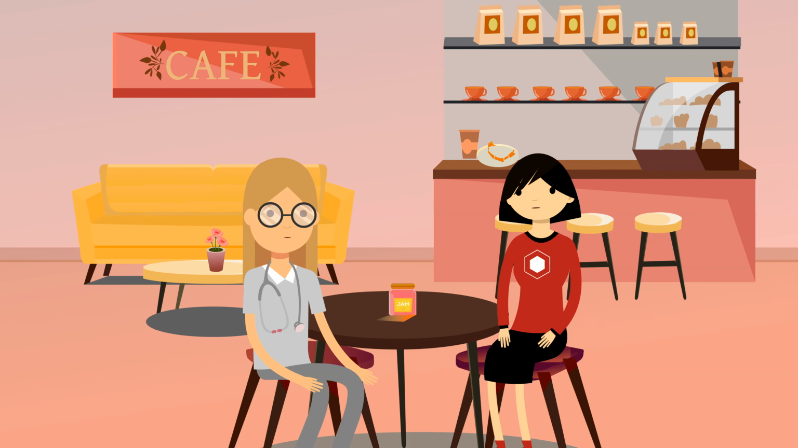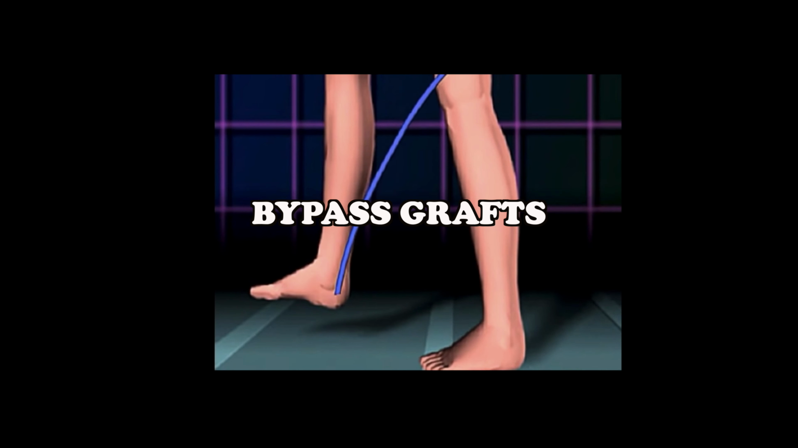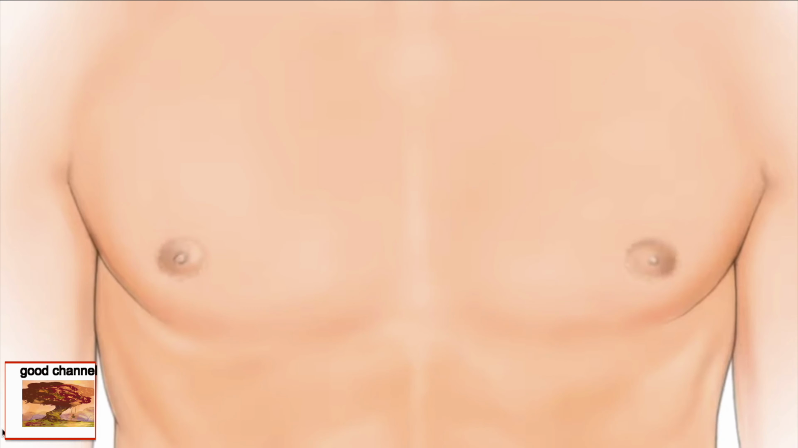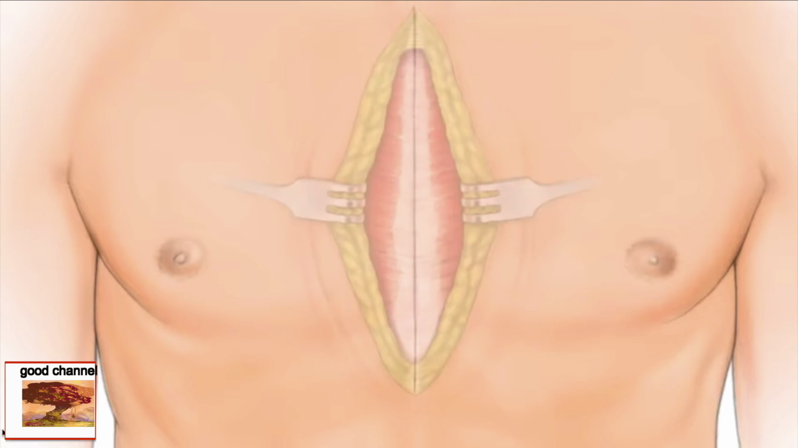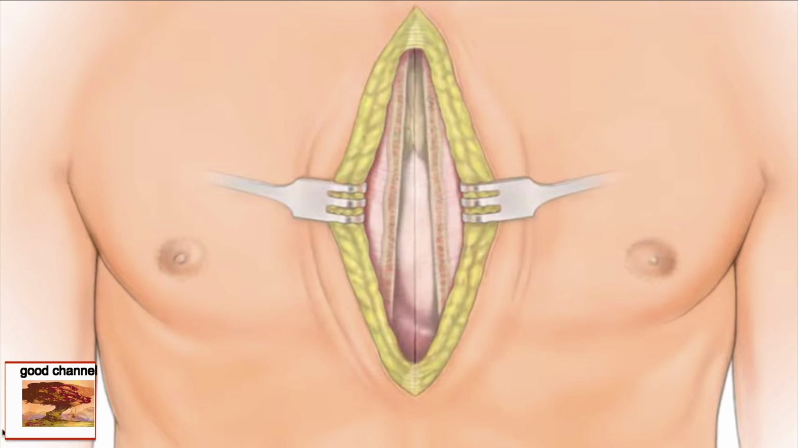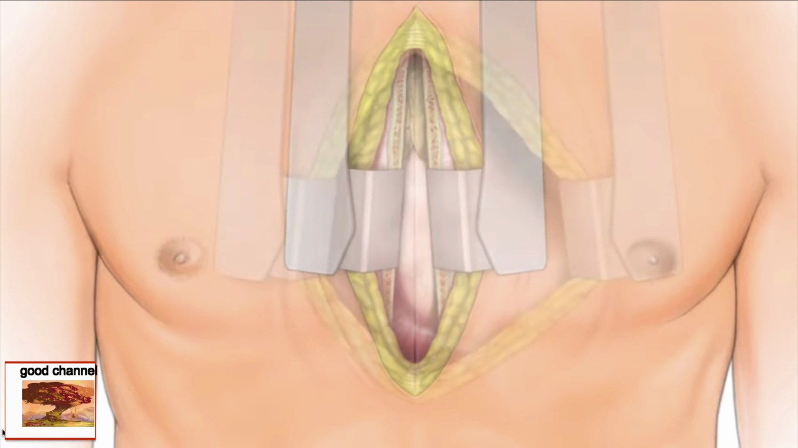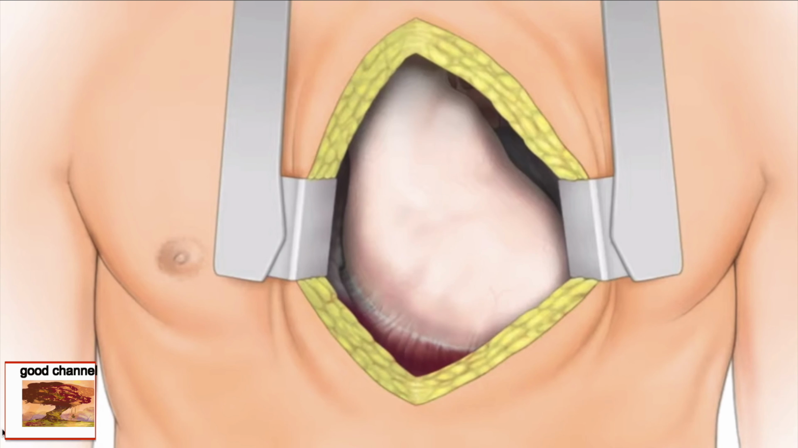During the surgery, the surgeon will prepare the arteries or remove the veins that will be used as bypass grafts. The surgeon makes an incision down the center of your chest, through your sternum or breastbone, so your heart and coronary arteries can be seen. He or she will then cut the sternum and move your rib cage in order to get to your heart.